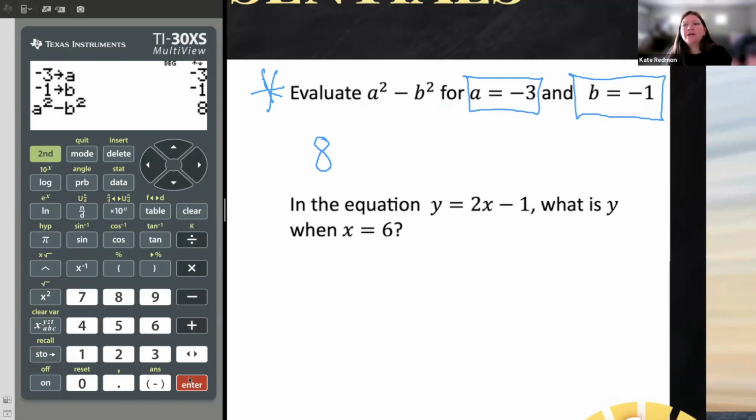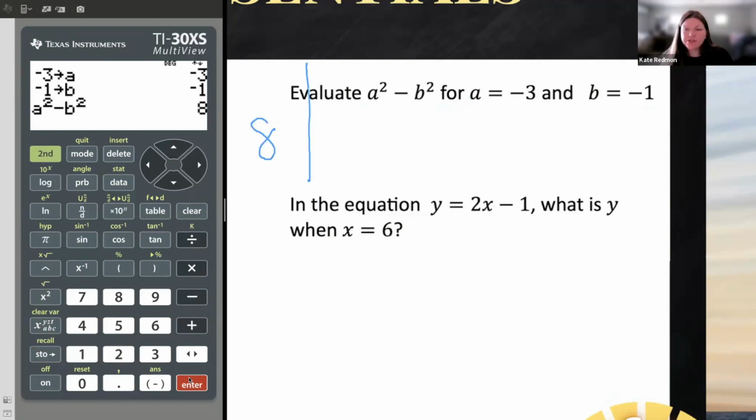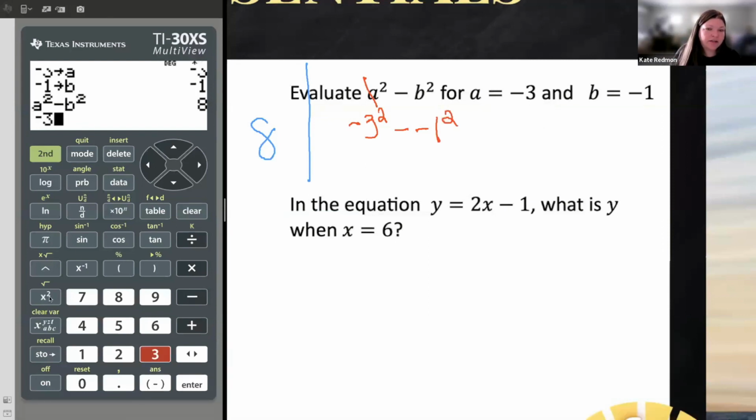Pretty simple, okay? Now, we know it's going to be 8 when we use the store function on our calculator, and I want to show you what most students do wrong. What most students do wrong when they do the substitution themselves, and you'll encounter this in your college classes where you have to do the substitution yourself, is they just replace A with -3, put a square, and then they do minus, and they replace B with -1 and put a square, and then they type that in their calculator, -3 squared minus -1 squared. And you can see I didn't get the same answer.